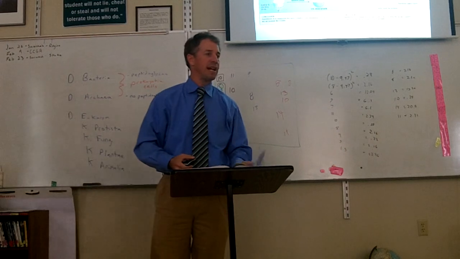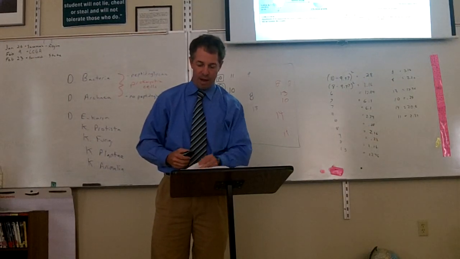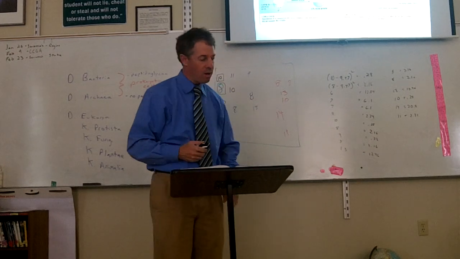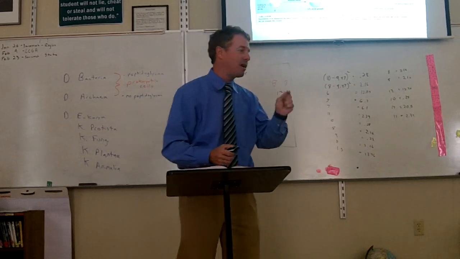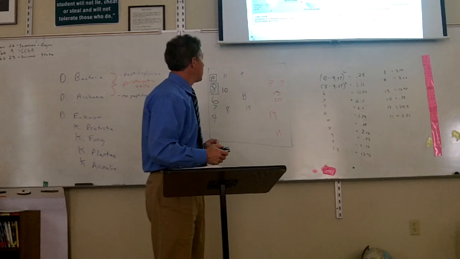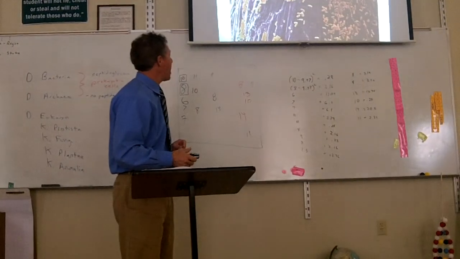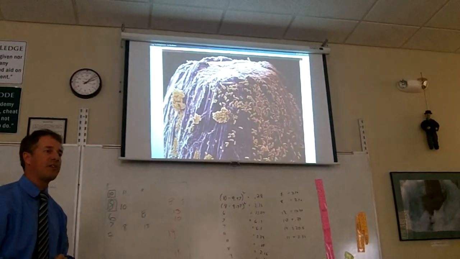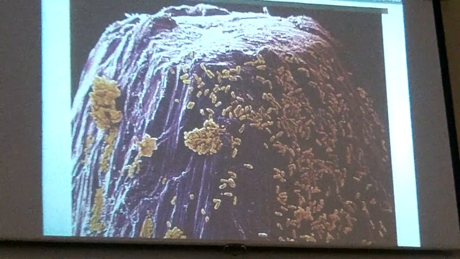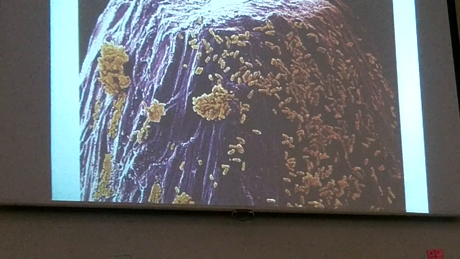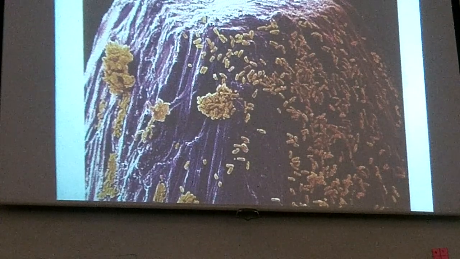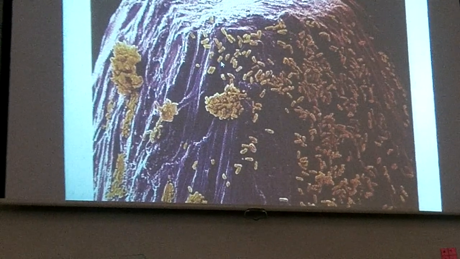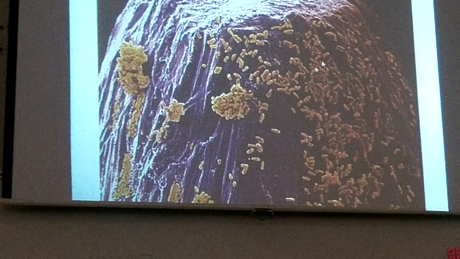Now, I want to get into the next section about prokaryotes. And prokaryotes are very tiny organisms. Let me show you the size. Look at the size. Now, this is an electron micrograph of the tip of a needle, like a sewing needle. And in actuality, it's not too sharp when you're looking at it under an electron microscope. Every little orange dot you see is a bacterium. Okay? So this is how small these things are.